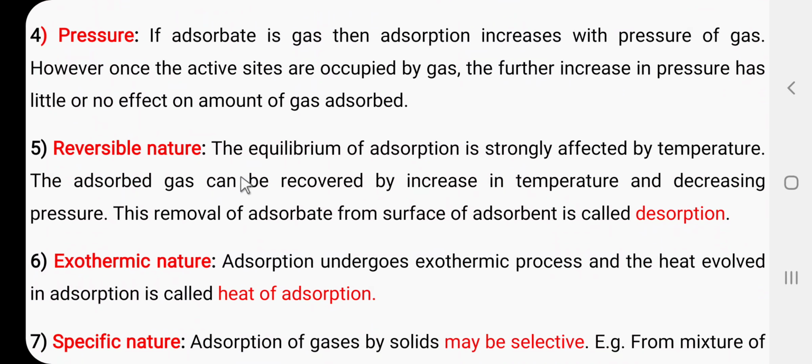Then the fifth factor is the reversible nature. The equilibrium of adsorption is strongly affected by the temperature. The adsorbed gas can be removed by an increase in temperature or by decreasing the pressure. Whatever gas is adsorbed by the adsorbent can be removed just by increasing the temperature or decreasing the pressure. This removal of the adsorbate from the surface of the adsorbent is called desorption. So, desorption is the reverse process of adsorption.